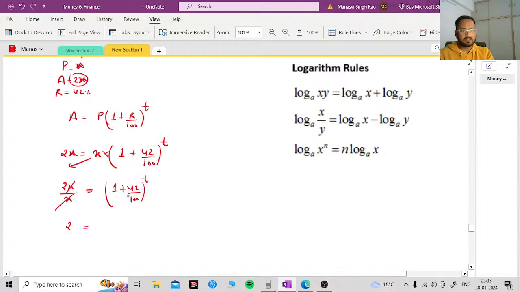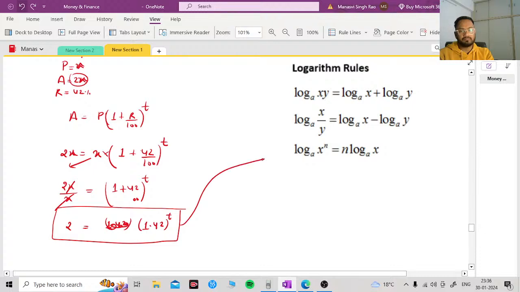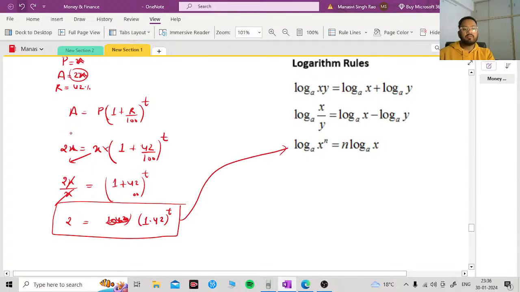Now if you solve this, it will be 1.42 to the power t, right? Now here you cannot solve this question without the use of log. Okay. Now how will we use the log?